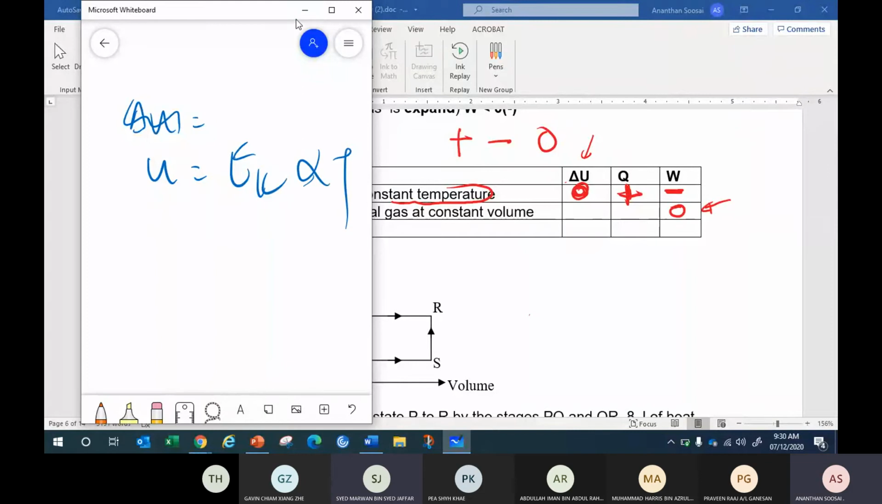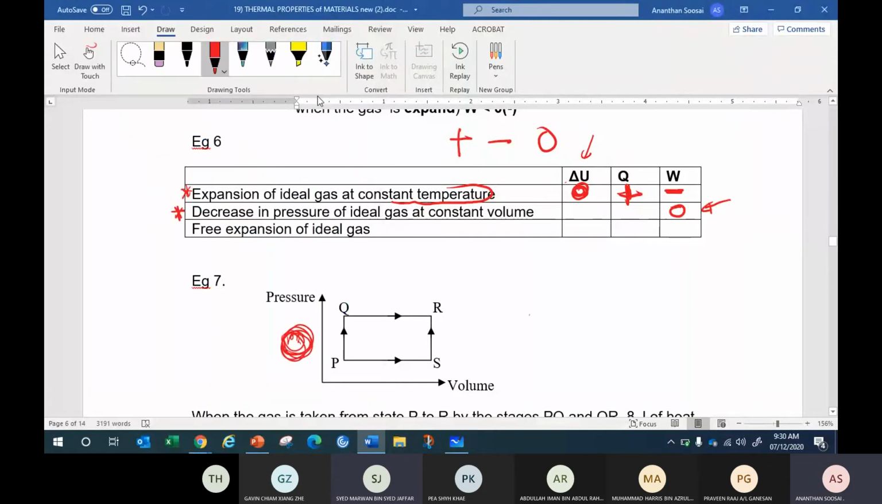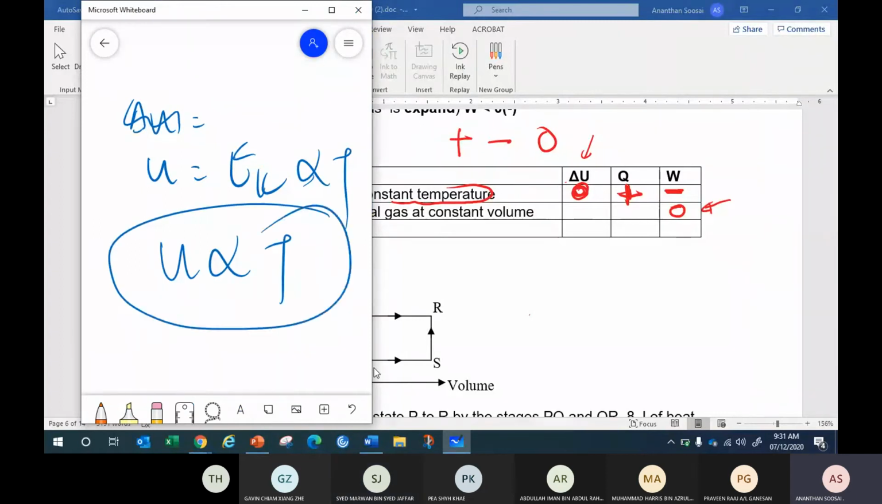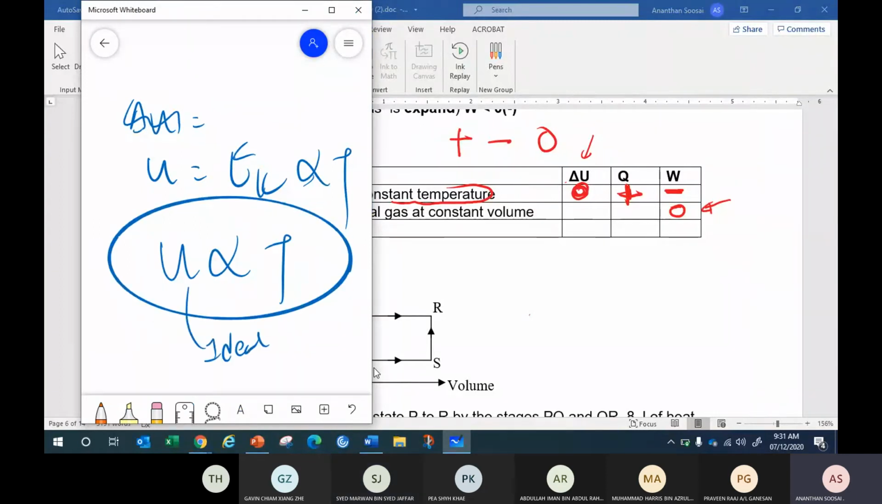So now you have to check, when the pressure of the ideal gas decreases, is the temperature of the gas dropping or rising? If you can find the temperature is dropping or rising, you can figure out the change of U already. Temperature drop means change of U is dropping, right? Because it's an ideal gas. U is proportional to temperature, only for ideal gas.